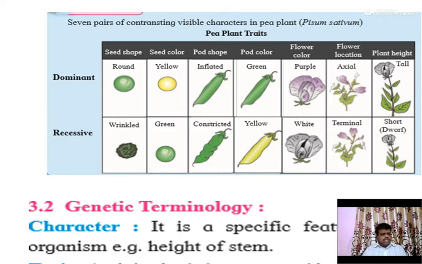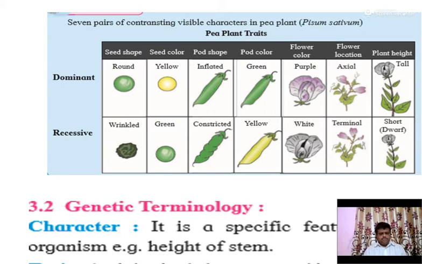Let us move towards one more terminology, that is alleles or allelomorph. Two or more alternative forms of a gene are called alleles or allelomorphs. This is the most important terminology that we will use later on while studying the monohybrid and the dihybrid cross.